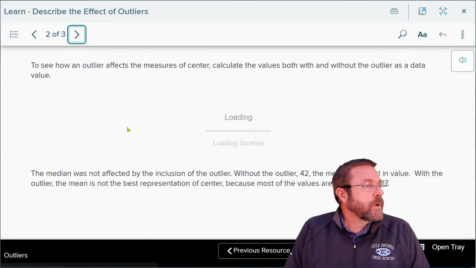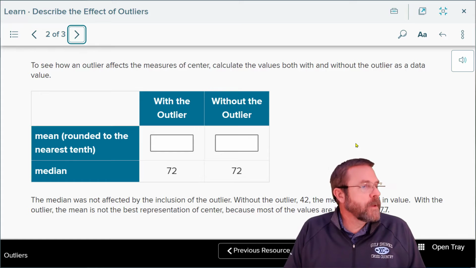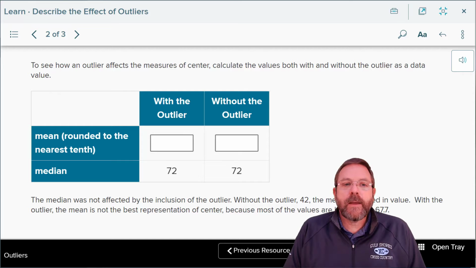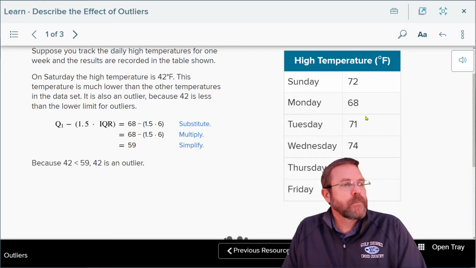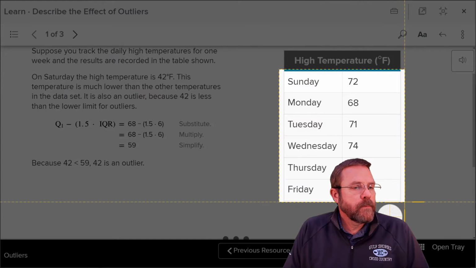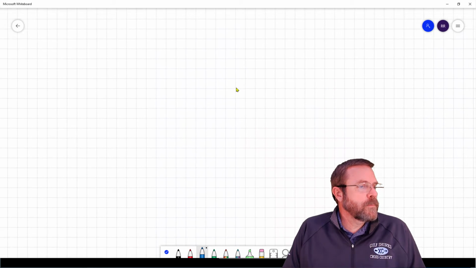From here, we're going to see how the outlier affects the measures of center. Calculate the values both with and without the outlier in your data. With the outlier, we need to actually see our data set, which they've taken away from me. And without the outlier, we need to calculate the mean, or average, with both of them. So I'm going to get a screenshot of my data set, which is right here, and then paste it in right over here.